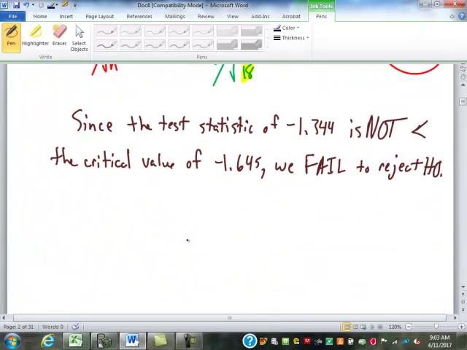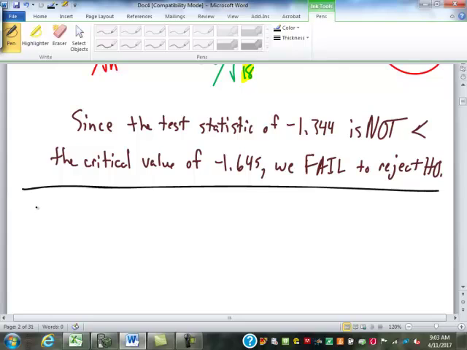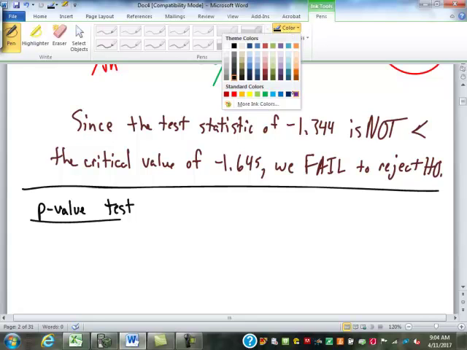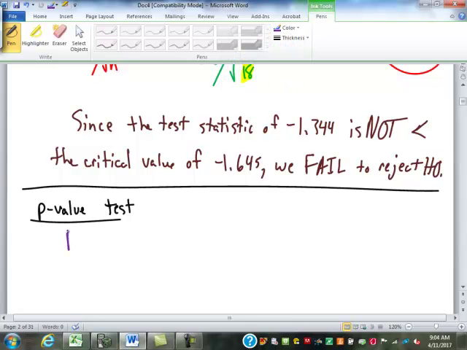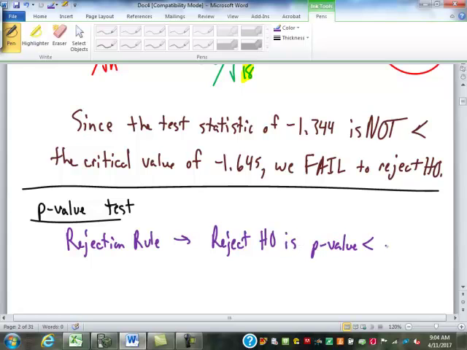Now we could do a p-value on this. If you want to do a p-value test, well then you don't need to find a critical value. Your rejection rule is you'll reject H0 if the p-value is less than alpha. So in this case, alpha is 0.05. So we'd reject H0 if the p-value is less than 0.05.